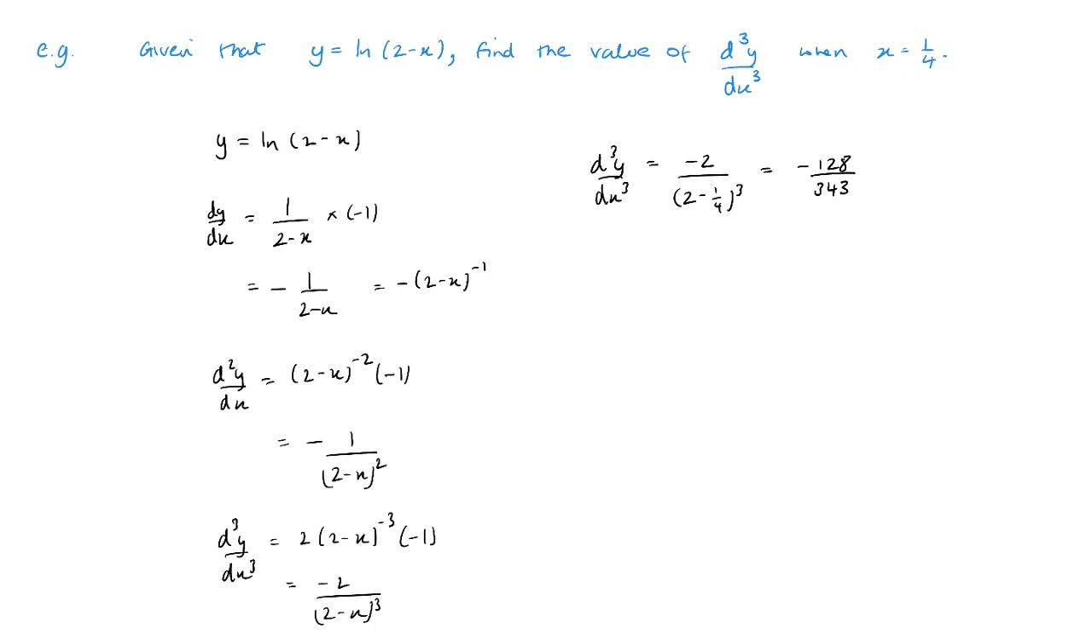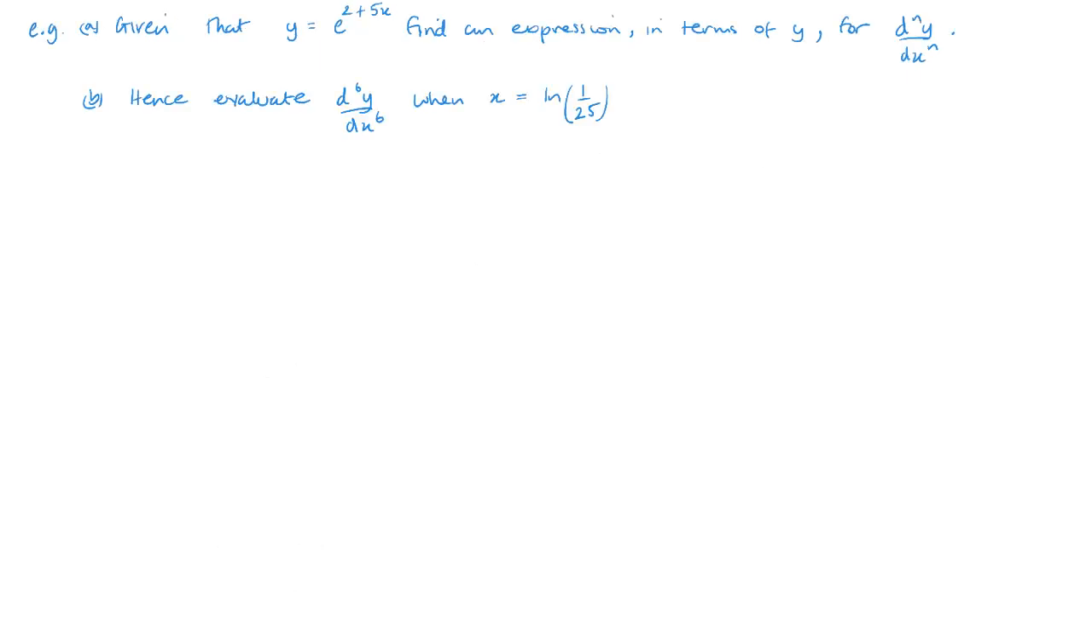To do the Maclaurin series, it is going to be about differentiating quite a bit and substituting values in, but I'll talk more about that in the next video. For now, let's look at our second example. Given that y equals e to the power 2 plus 5x, find an expression in terms of y for d^n y by dx^n.